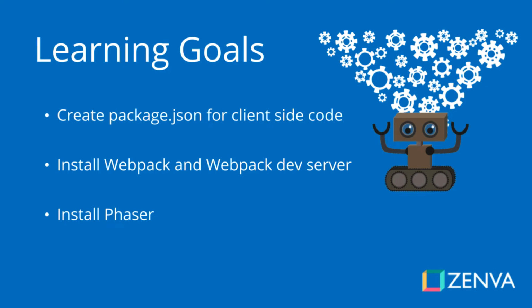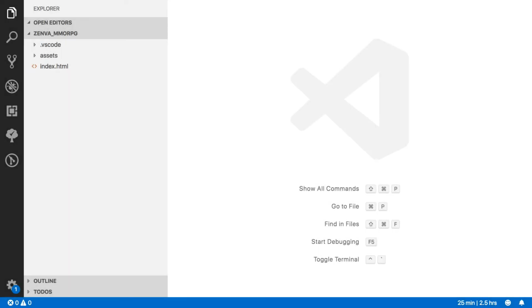So now that we've talked about what Webpack is, we're going to work on adding Webpack to our client-side code. In the source code that was provided, you'll see two folders. One will be Zenva MMORPG. This is our client-side code, and the other one is the REST API code. So this is going to be our server-side logic. Right now we're just going to focus on the client-side code.